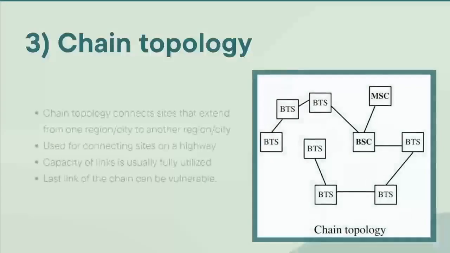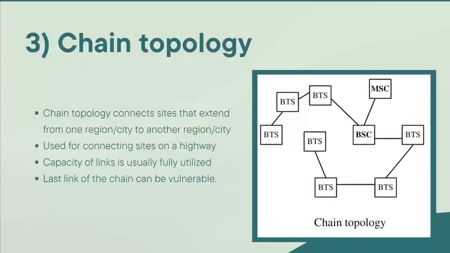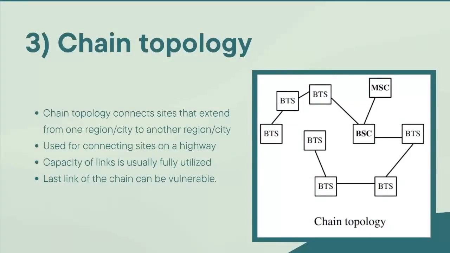Moving on to the third topology, we have the chain topology. Chain topology connects sites that extend from one region or city to another region or city. This kind of topology is used for connecting sites on a highway, and unlike the other two, the capacity of the link is usually fully utilized. But the drawback is that the last link of the chain can be vulnerable without any proper kind of protection.